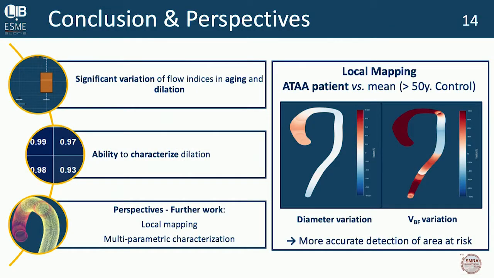To conclude, we achieved the aim of our study since we showed a significant variation of flow indices in both aging and dilation, and we also showed their ability to characterize dilation. So now, what is the next step of this work? The first is to use these parameters to do a local mapping, and so be able to do a more accurate detection of areas at risk to prevent dissection.